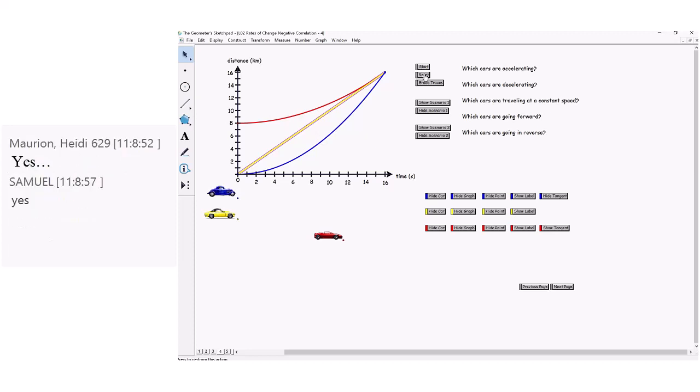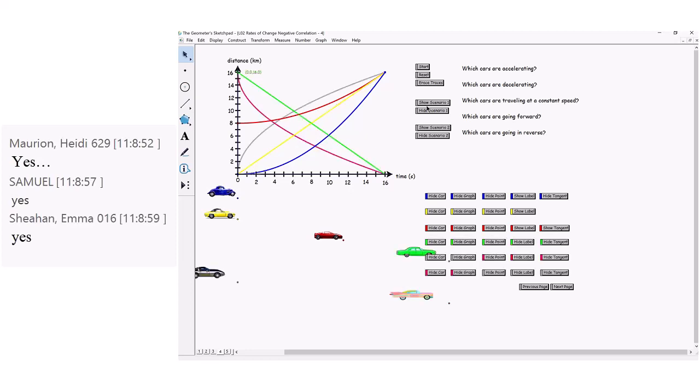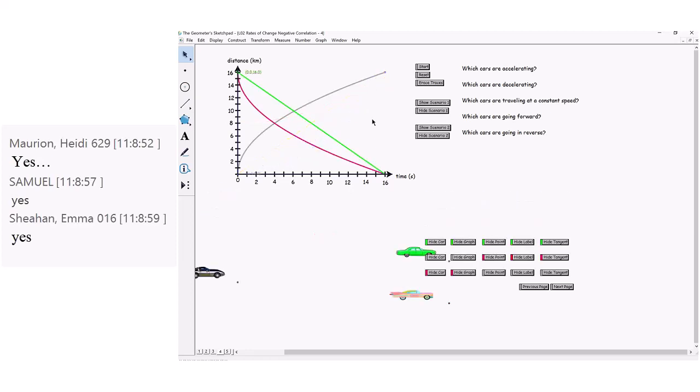All right, so now we'll try scenario 2. We'll hide scenario 1. Okay, now let's be careful here. Correlation tells you the direction of travel, and the shape of the curve tells you whether you'd be accelerating or decelerating. So for acceleration, you'd be looking for a curve that is getting steeper. So we have silver, we have green, and we have pink.